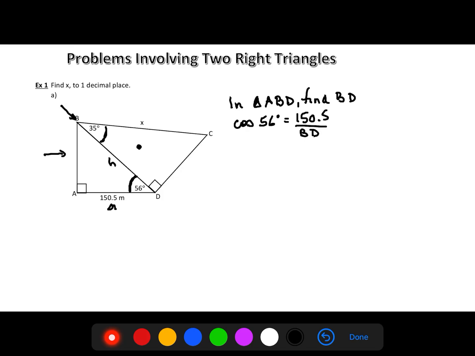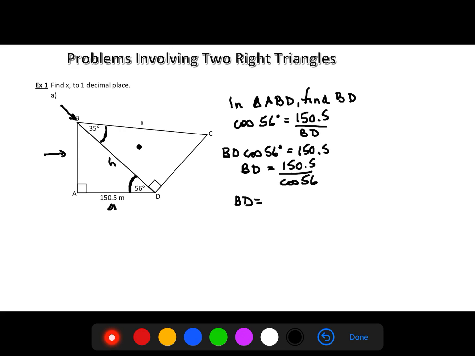So we are going to use cosine of our 56-degree angle, which has to be our adjacent, which is 150.5, over side BD. Now, we want to solve for BD. When BD is on the bottom, we cannot solve for it where it is, so we have to move BD first. So we're going to take BD over to the other side and multiply it by cos 56, and that's going to be equal to 150.5. Well, now to isolate side BD, we're going to take our cos 56 over to the other side, and we're going to divide.